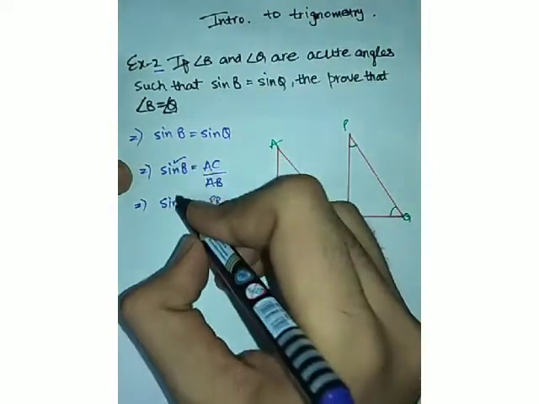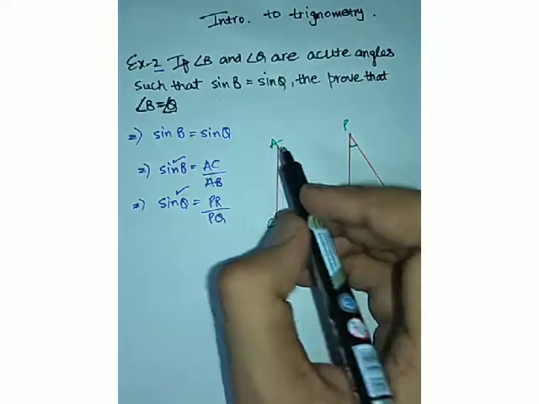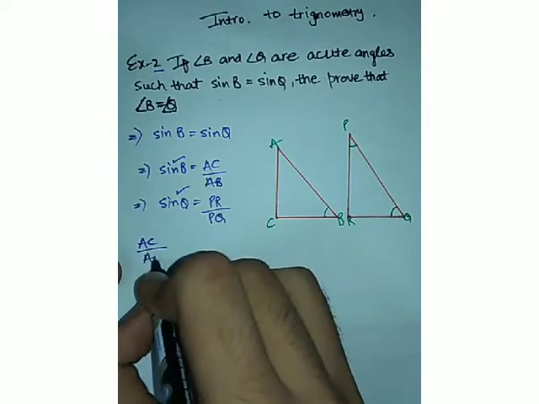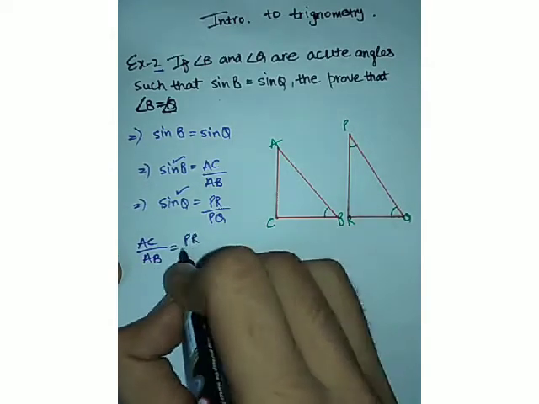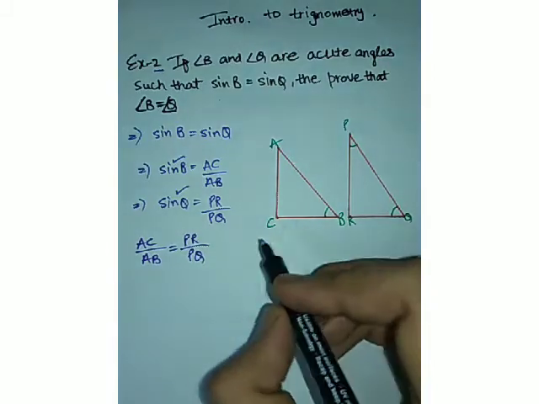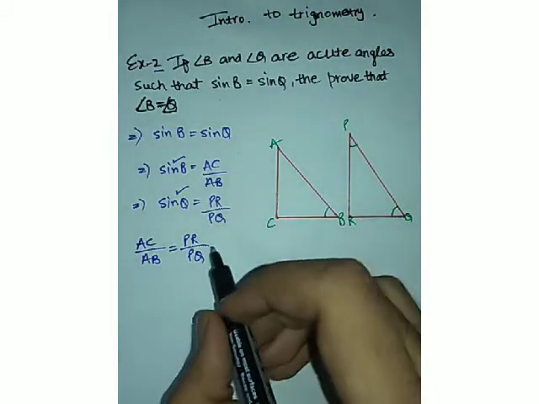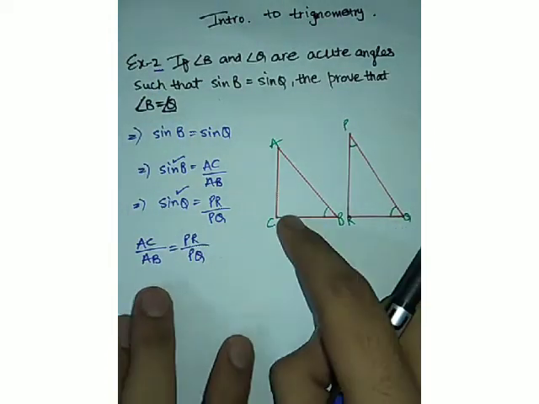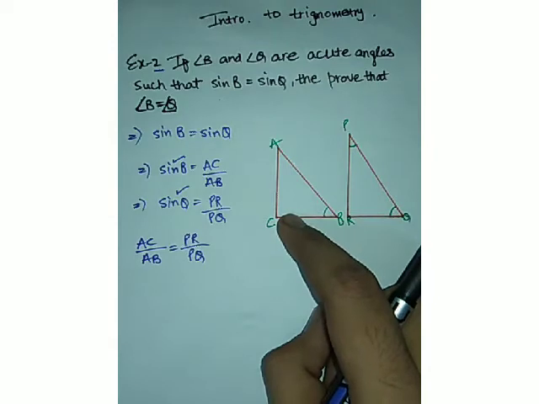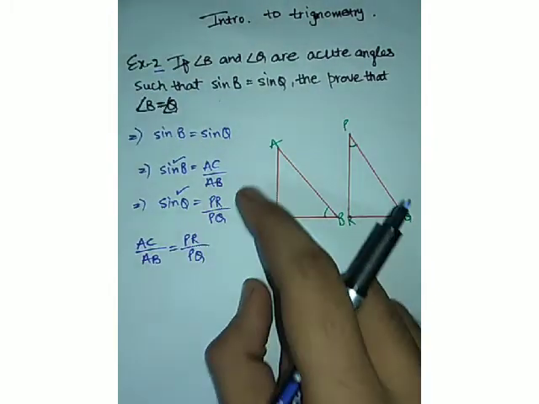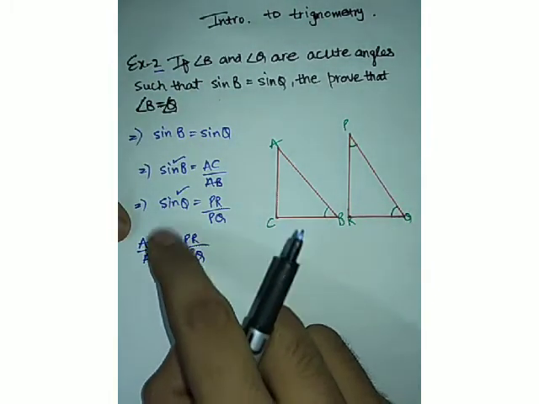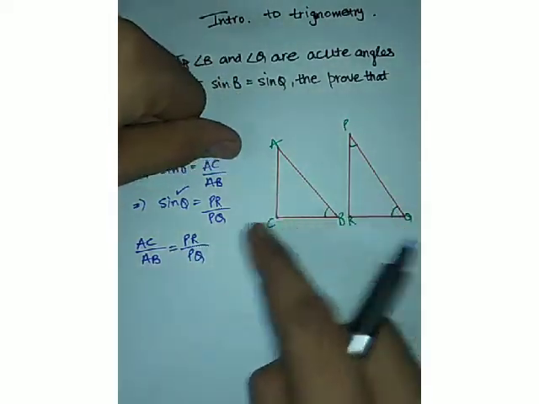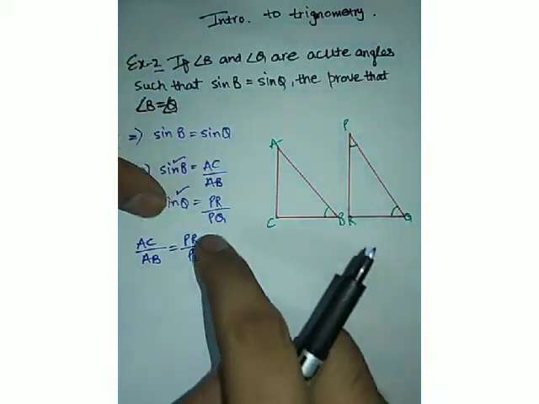Now sine B and sine Q are given to be equal in the statement, so we will just equate the right hand sides as well. That is AC over AB is equal to PR over PQ. Now here is the thing, that if the ratios of corresponding sides of two triangles are equal, then those two triangles are similar to each other. Now the corresponding ratio of two sides is coming out to be equal. Simply we have to prove that the ratio of the third corresponding side is also equal to these two.